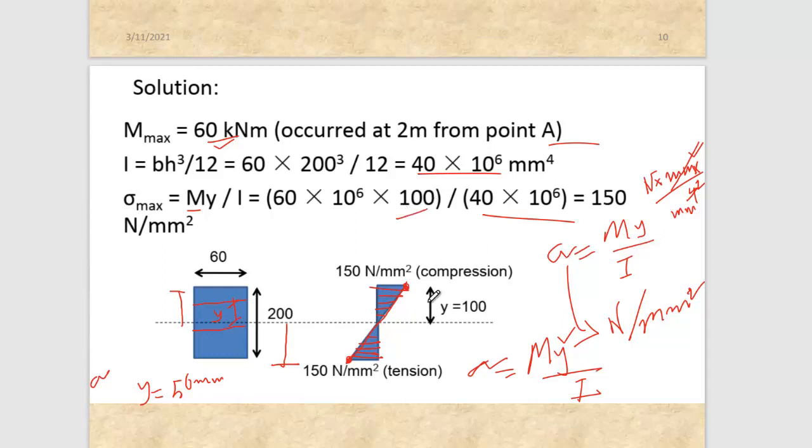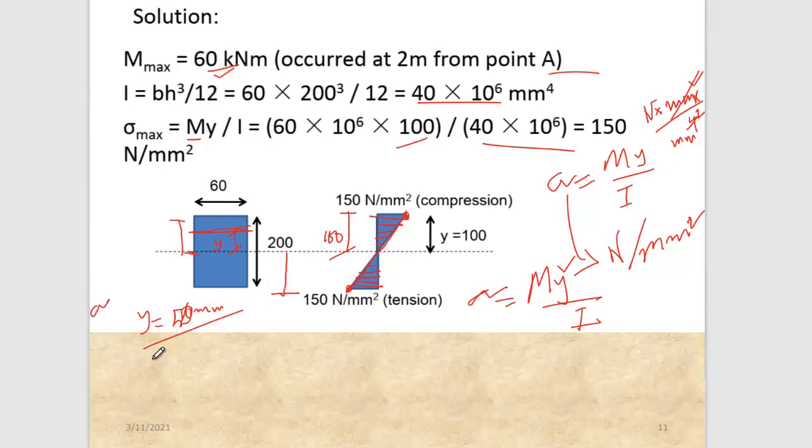100. 50, sir. Here you consider your y is 100. You understand? Hello? Because this is the maximum location. So if I say, okay, you calculate the y at 20 millimeter away, right? So instead of 100, it would be 50, 20, this way.